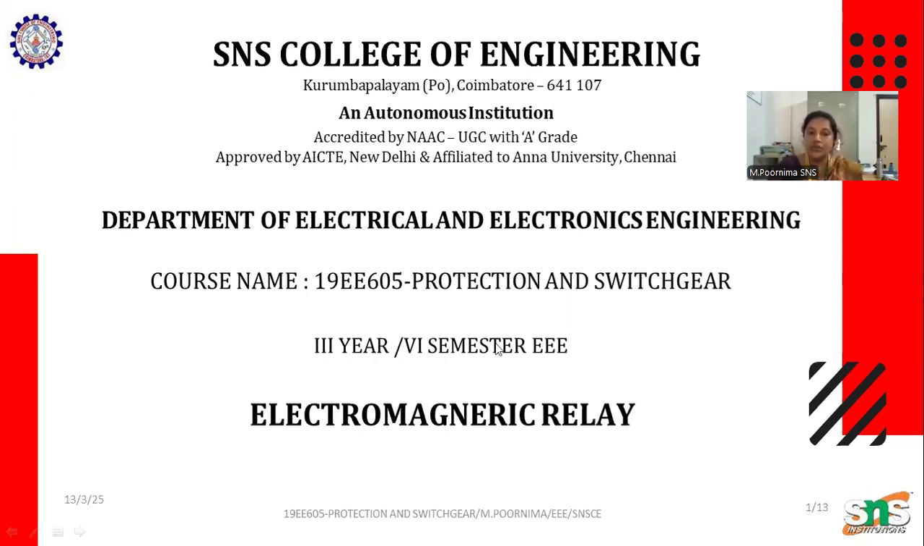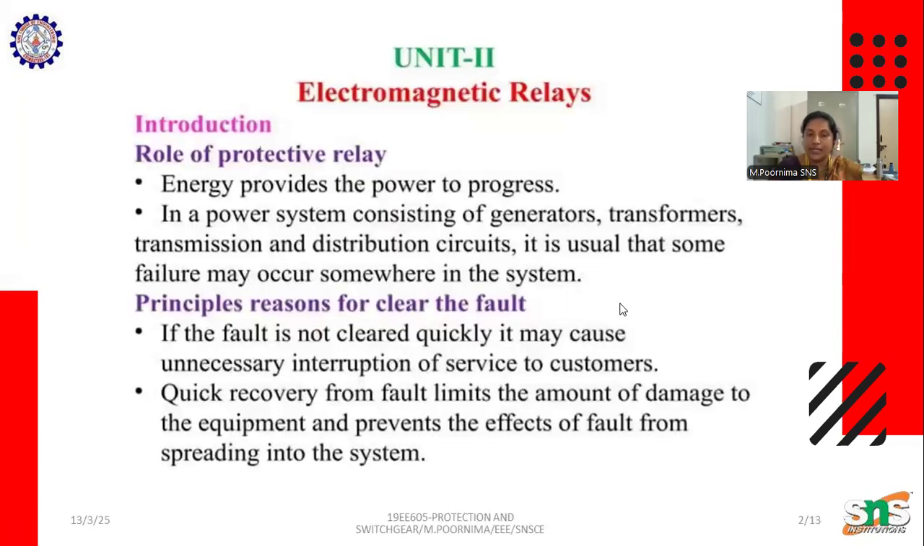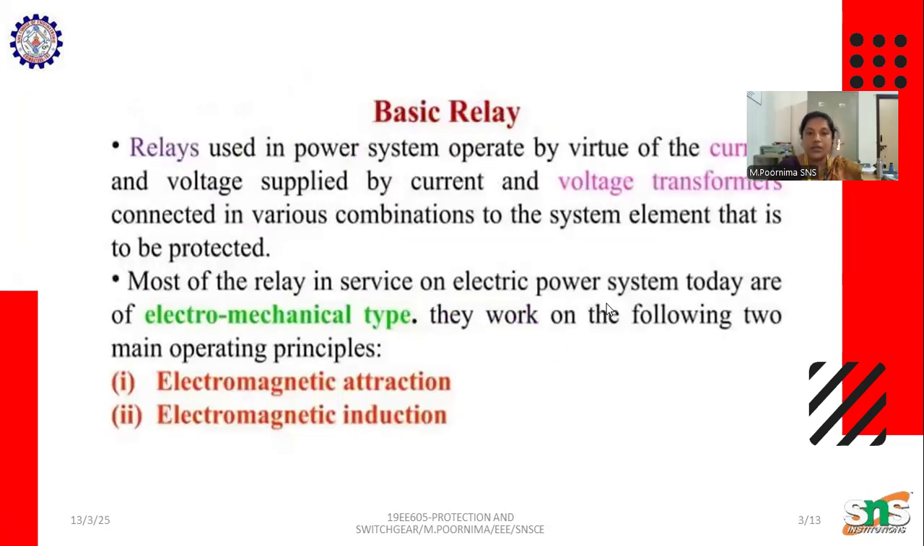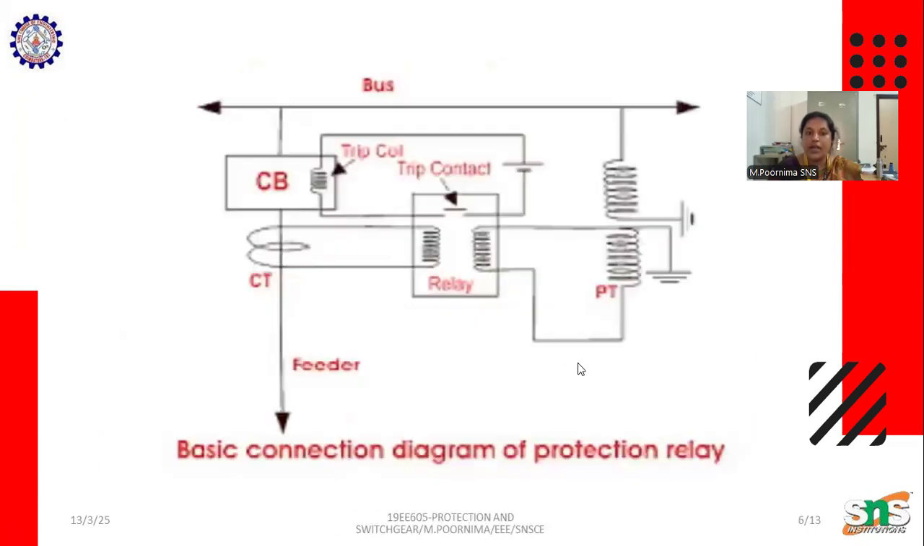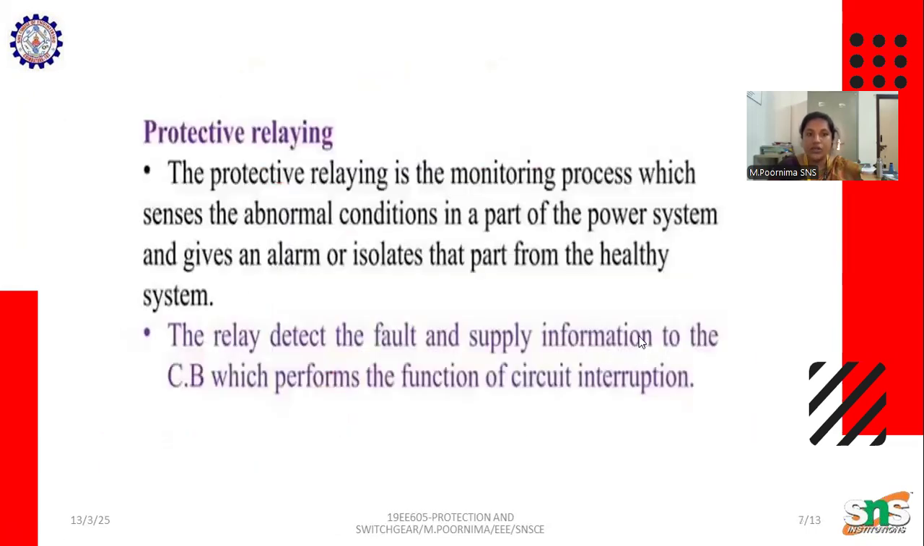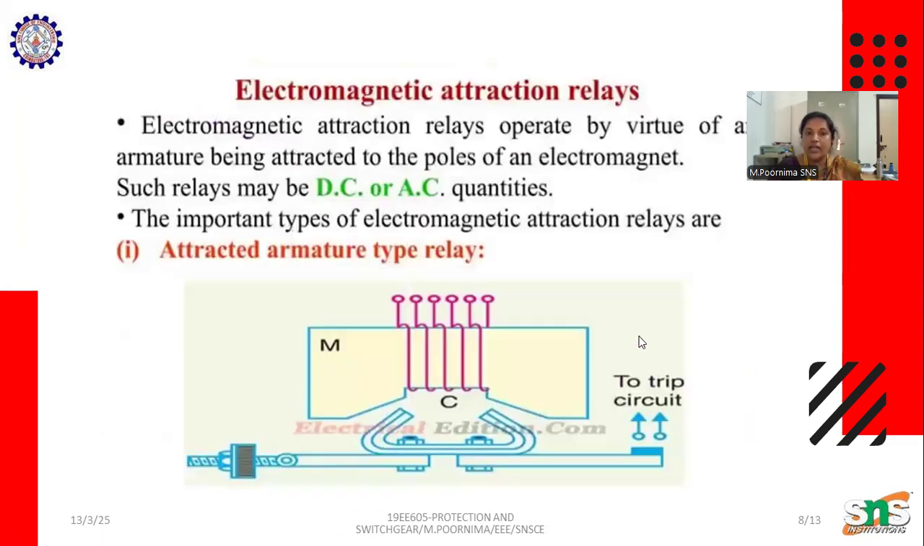In the last video, we discussed what an electromagnetic relay is, the importance of relays and the roles of protective relays, what the basic relays and protective zones are, the basic connection diagram of a protection zone, and what a protective relay and an electromagnetic relay are. In that electromagnetic relay, we discussed the attracted armature type relay. When the coil is energized, based on the attraction force, the armature moves and gives a signal to the circuit breaker to trip.